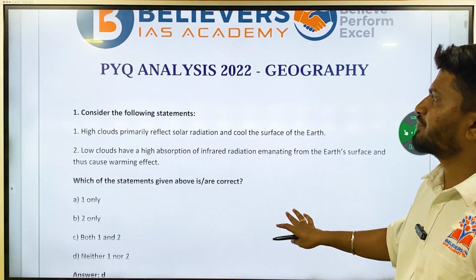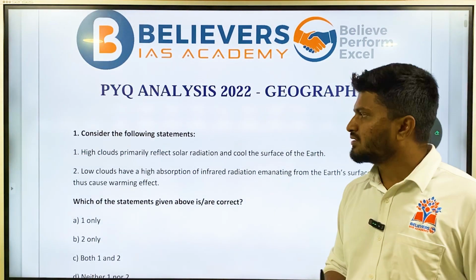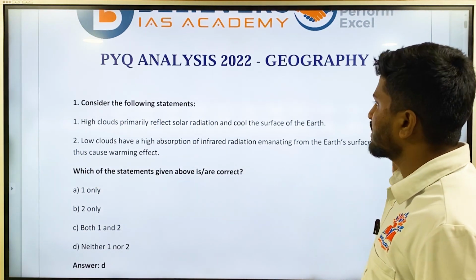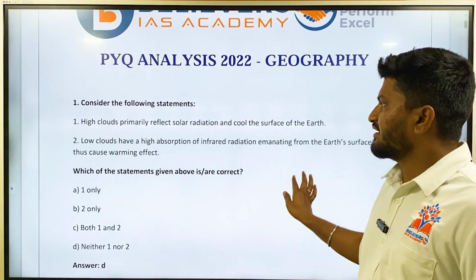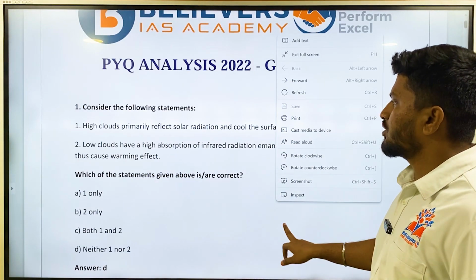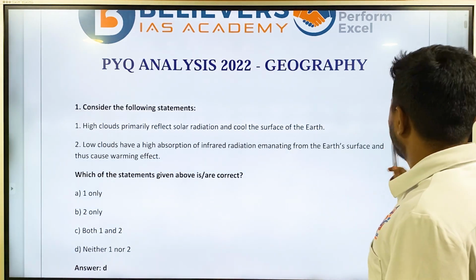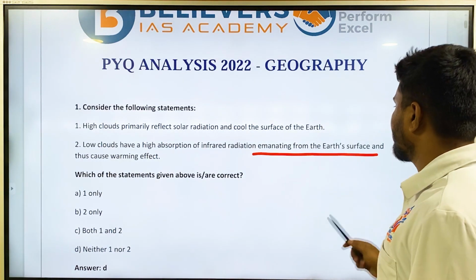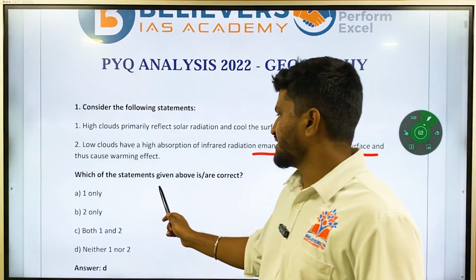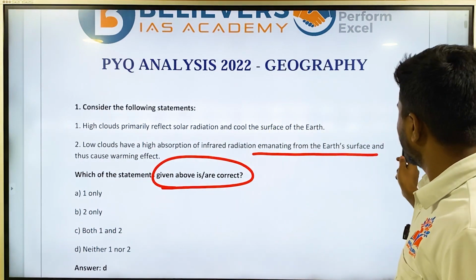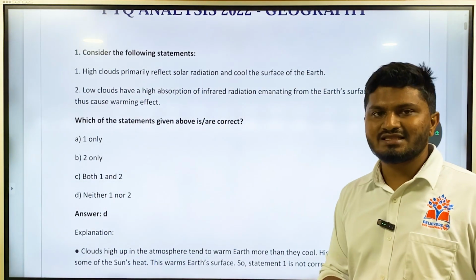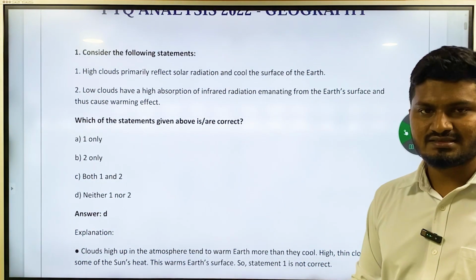So the first geography question from the 2022 question paper is: consider the following statements. 1. High clouds primarily reflect solar radiation and cool the surface of the earth. 2. Low clouds have a high absorption of infrared radiation emanating from the earth's surface and thus cause a warming effect. Which of the statements given above is or are correct? A, 1 only; B, 2 only; C, both 1 and 2; D, neither 1 nor 2. The correct answer here is D.